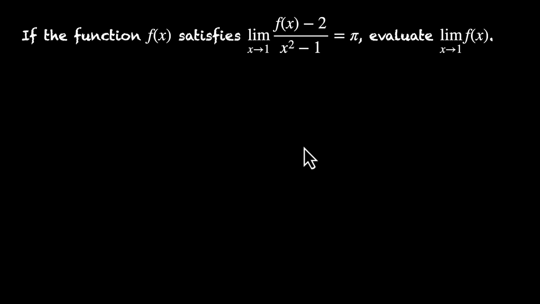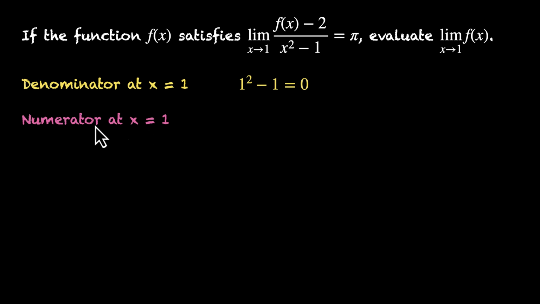Okay, let's do this together. Let's analyze what's happening. What's happening at x equals 1? What is the denominator at x equals 1? Now at x equals 1, the denominator is 1 square minus 1, that's 0, which is the problem. Now as we approach 1, the denominator approaches 0. What's happening in the numerator? The numerator at x equals 1 is f of 1 minus 2.